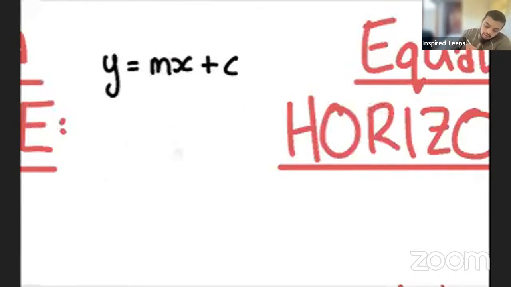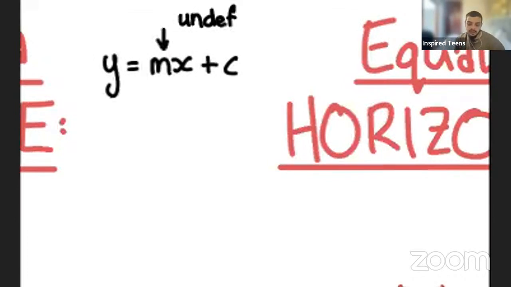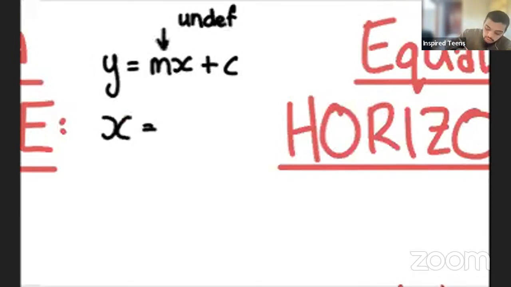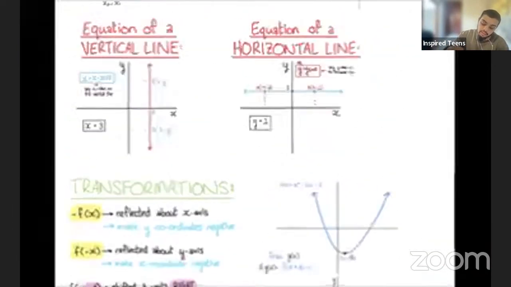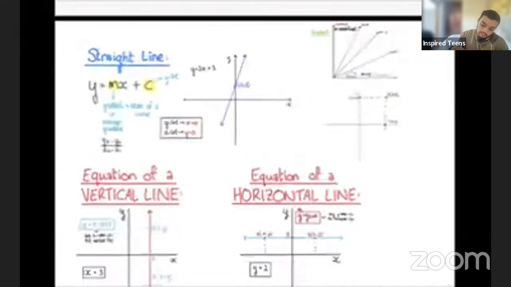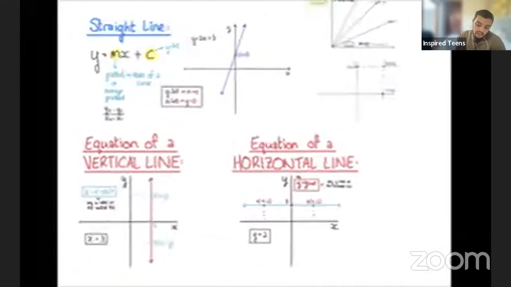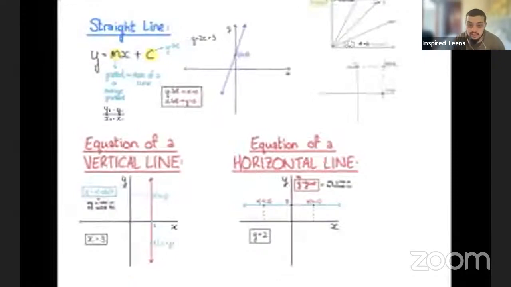Then let's do a vertical line. Remember, the vertical line gradient was undefined. So you cannot have y is equal to undefined x plus c. So this equation will not make sense. That's why we write the equation in terms of x. It only has an x value. So that's just something for you to remember. Reflections we will come back to. But that's basically straight lines and vertical and horizontal lines discussed.